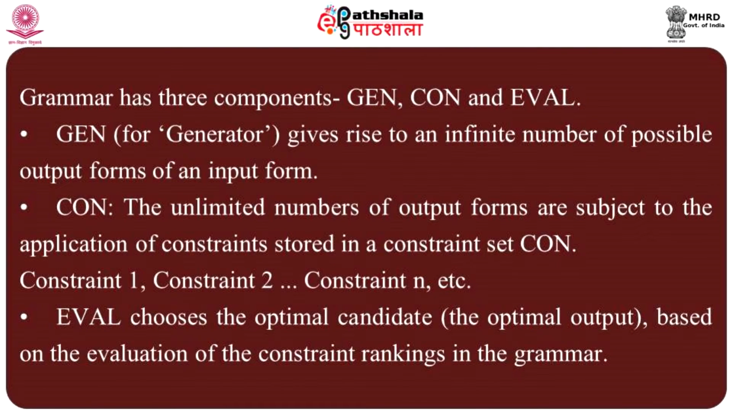Now let's see how a grammar in OT works. A grammar in OT has three components. These are known as Gen, Con, and Eval, short forms for longer words such as generator, constraint, evaluator, etc. The component Gen gives rise to an infinite number of possible output forms. As you can see on the screen, given the word B-I-R-D in English, you come across various pronunciations, some of which are given there.